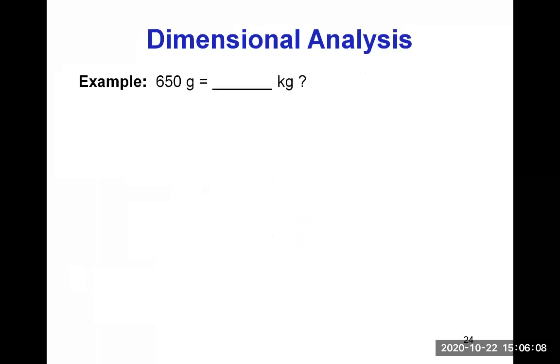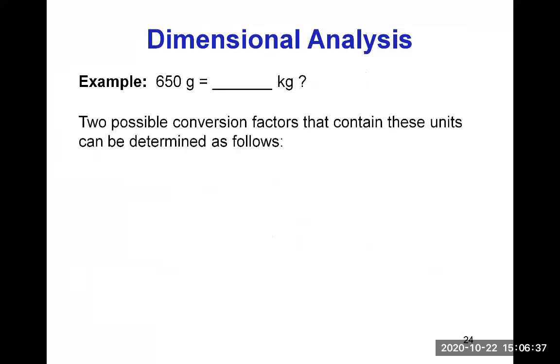For example, let's say you want to know how many kilograms are 650 grams. So you have grams on one side of the problem here and kilograms. And so you want to find the equality that relates the grams to the kilograms. And this is something of the metric system. If you replace kilo by its value, you know that 1 kilogram is equal to 1,000 grams, right? So that's the equality between the grams and the kilograms.